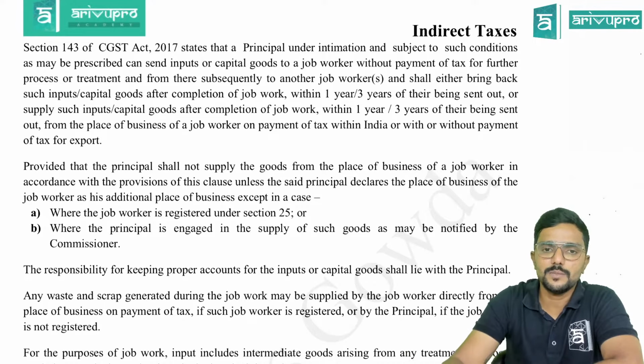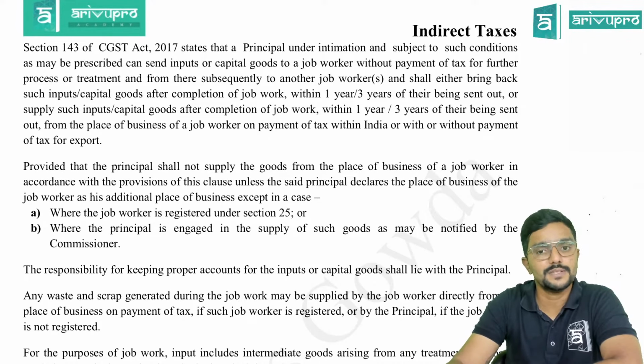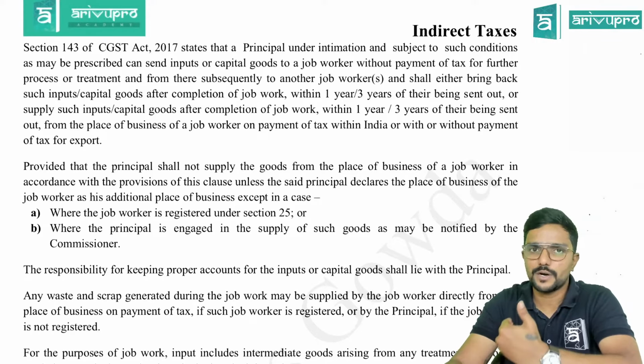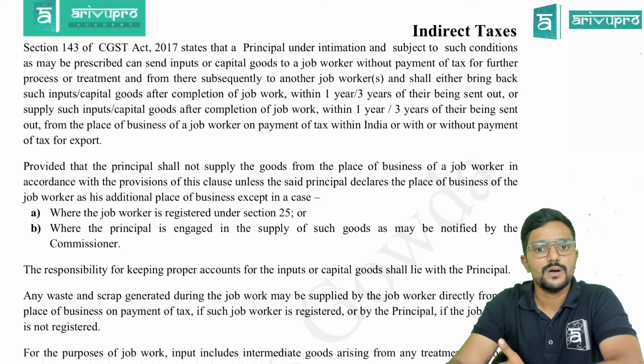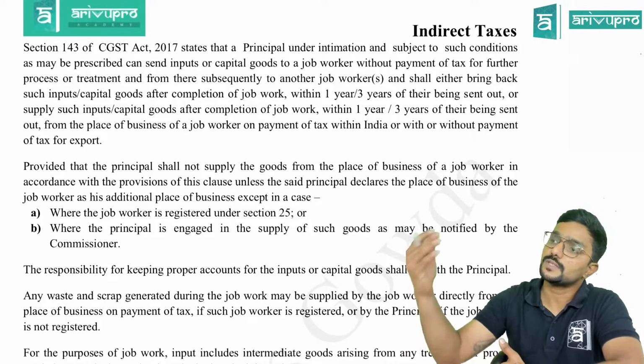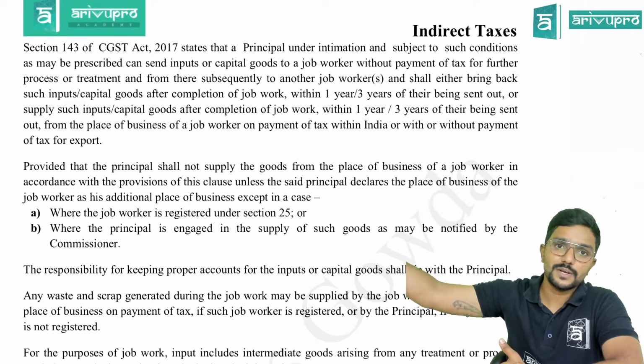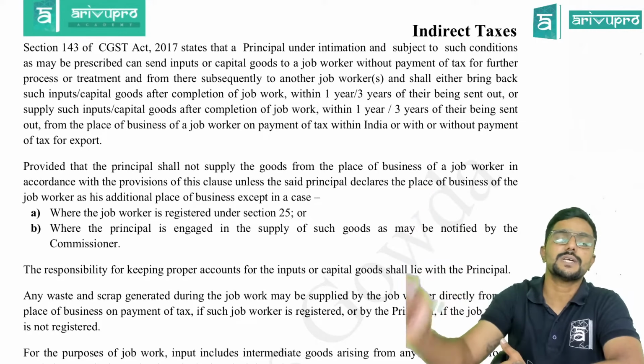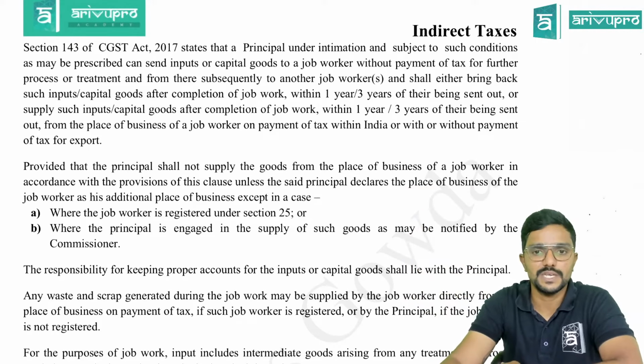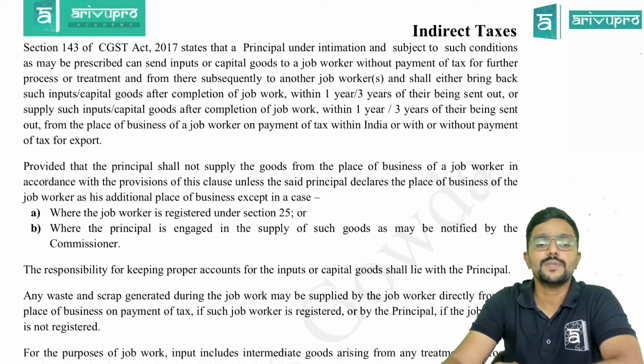So if it is for normal goods within 1 year, or for capital goods within 3 years of their being sent out, it has to be brought back within 1 or 3 years, or such inputs or capital goods, after completion of job work, you can also supply from the job worker's place only. You can supply to your customer within 1 or 3 years from the place of business of the job worker on the payment of tax.